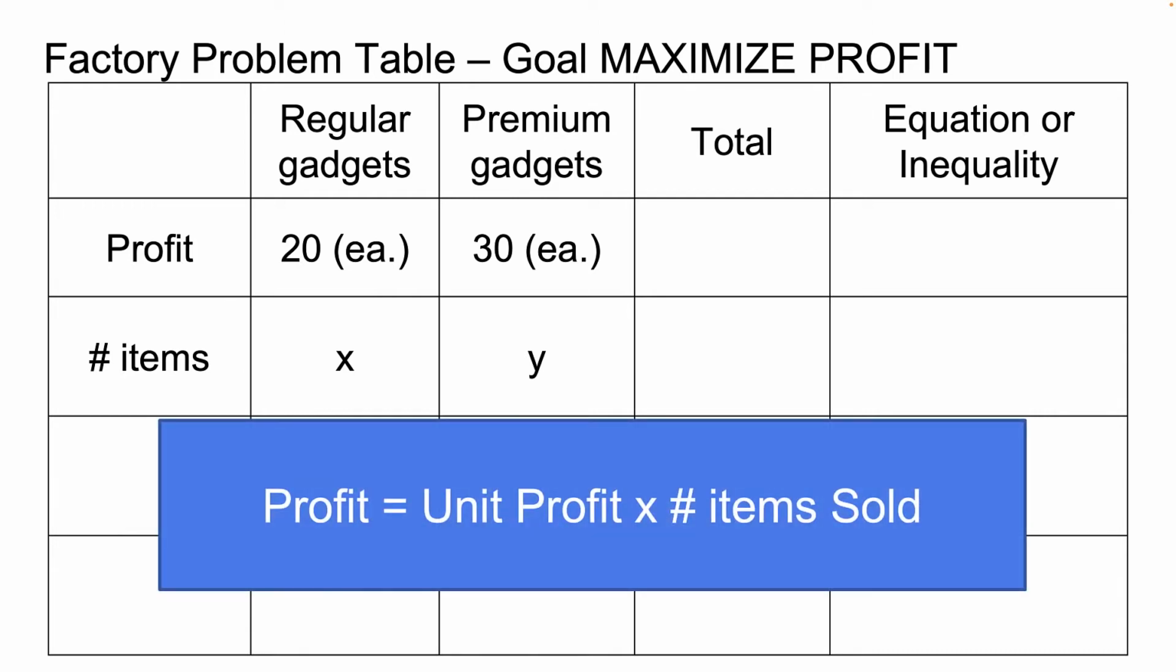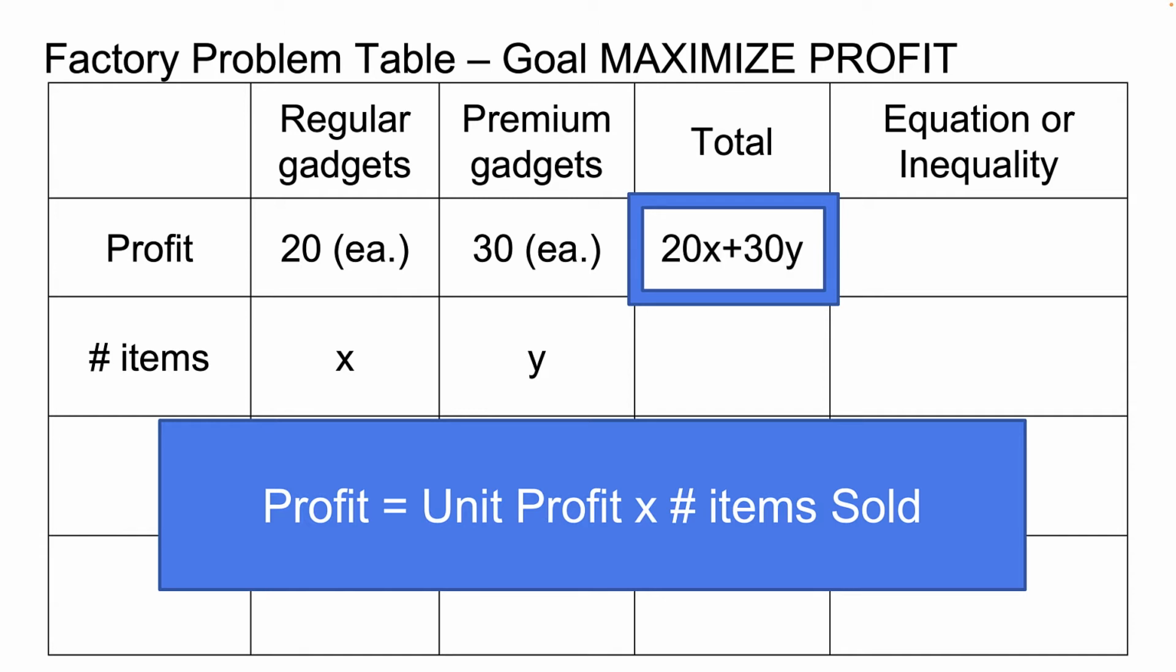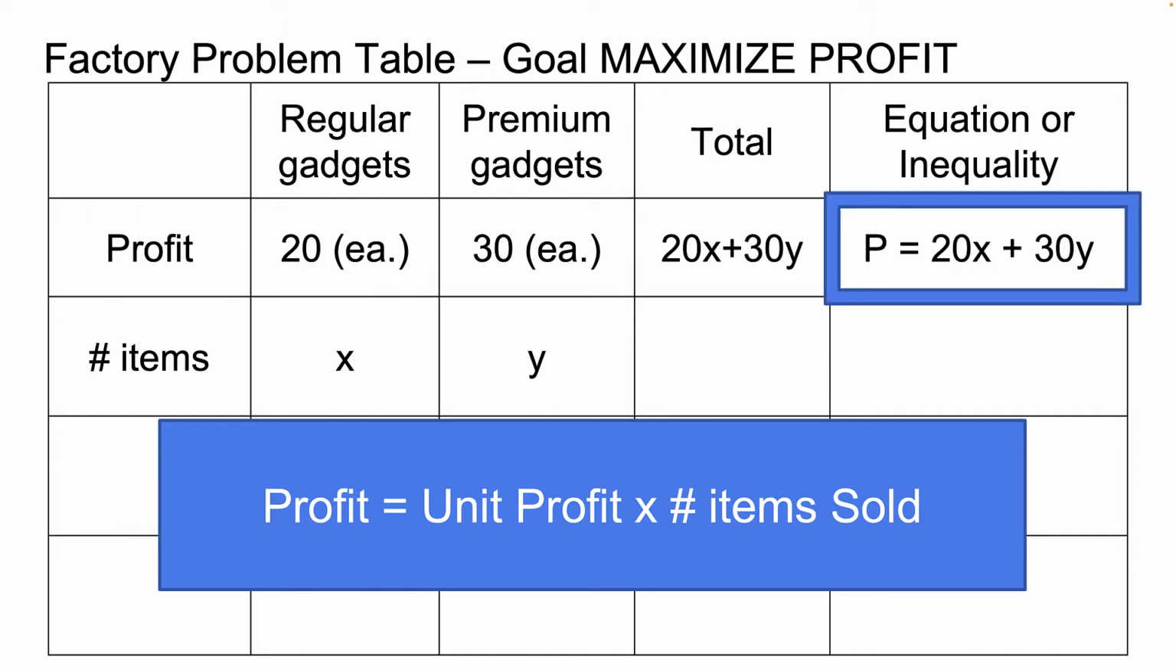Remember, profit is going to be our unit profit times the number of items sold. Now we can go ahead and figure out the total profit earned for this company. This would be 20x plus 30y. Putting it all together, our profit function would be P equals 20x plus 30y. That's our objective function. That's the function we're going to maximize when we solve this problem.